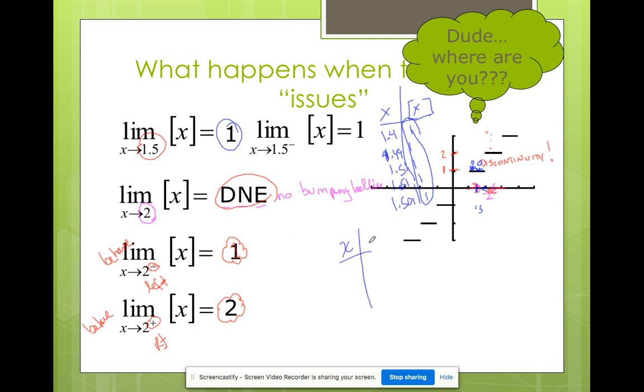But when I make a table for the greatest integer values around 2, when I put 1.9, I get a 1. 1.99, I get a 1. 2, I get a 2. 2.01, I get a 2. 2.001, I get a 2, right? Notice that the left and right values are not the same. There's a discontinuity. Therefore, the overall limit does not exist.